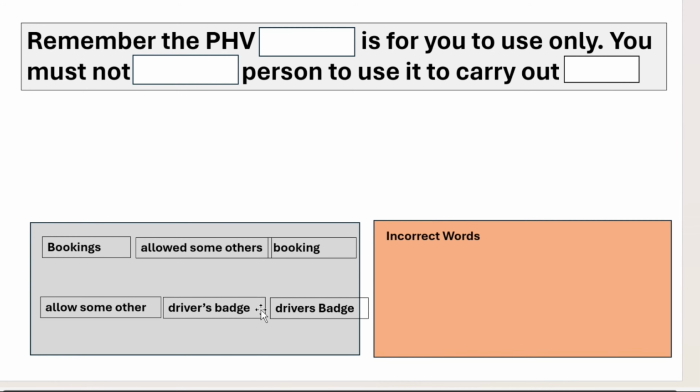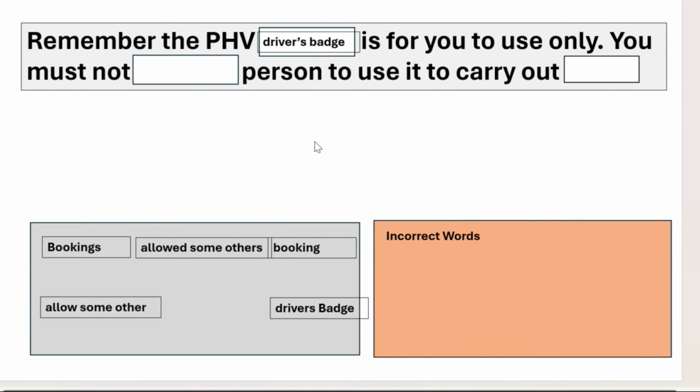So we can confirm that it should be the driver's badge. There is a difference between those two: there is an apostrophe before the s, and there is no apostrophe before the s. What is the difference between those two things? There is a rule. The answer should be this one. Let me put it there first, then I'm going to explain. So the answer is: remember the PHV driver's badge is for you to use only.